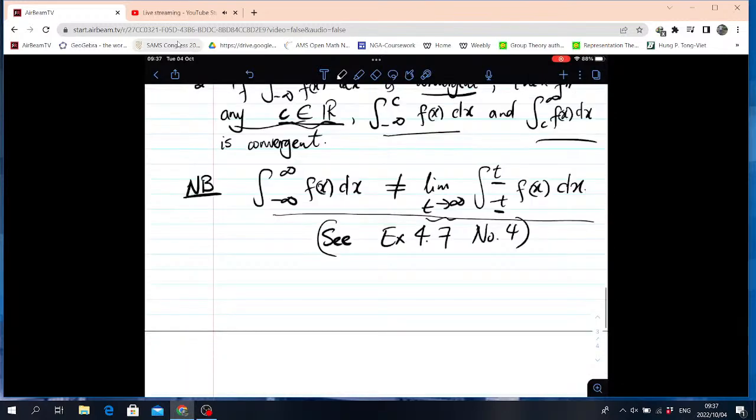Intuitively, you might think it will work because t will be going to infinity, so this will be going to infinity and that to minus infinity, but it actually doesn't work.